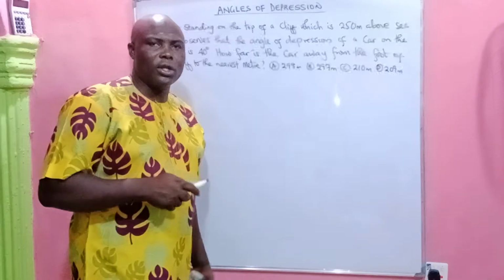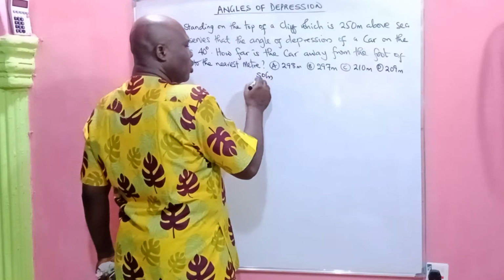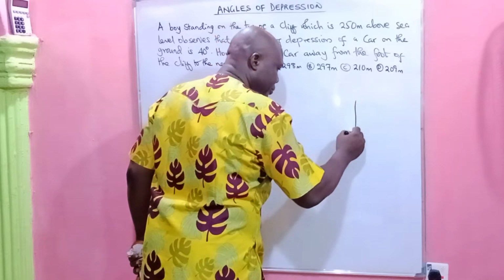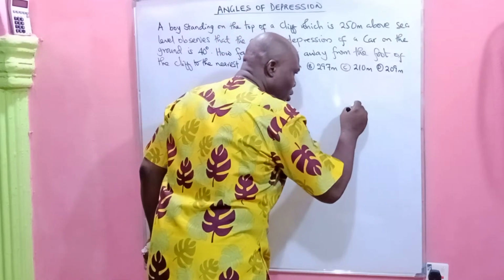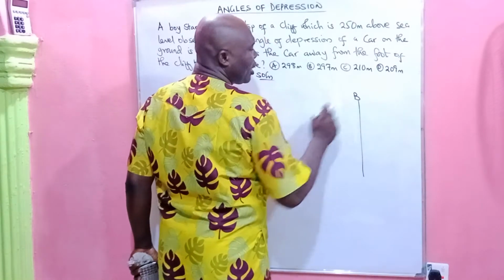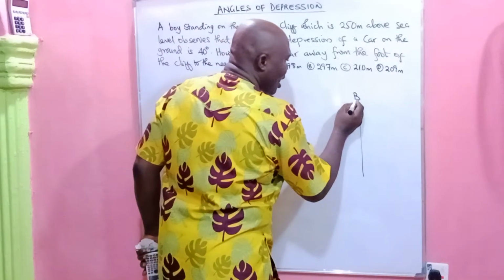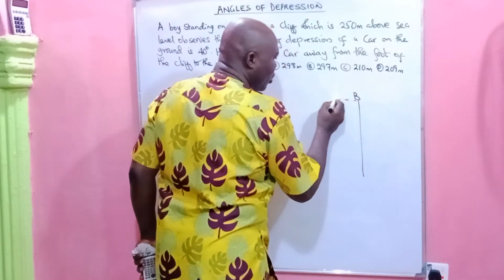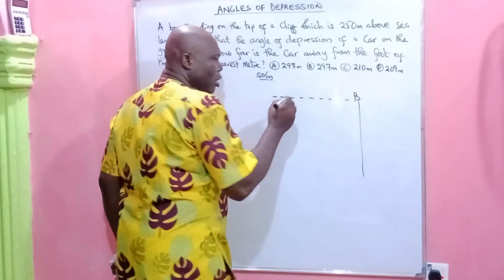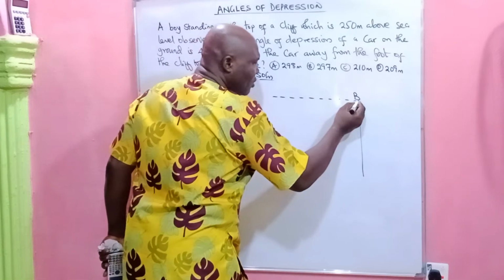There are two ways we are going to do this. The first method, method one. Watch, we are going to have this. So this is a boy. Now the boy is here on top of this cliff. That's where the boy is. The boy is on top of the cliff. Now this is the horizontal eye level of the boy. That's the normal eye level of that boy. And then he observes something here.